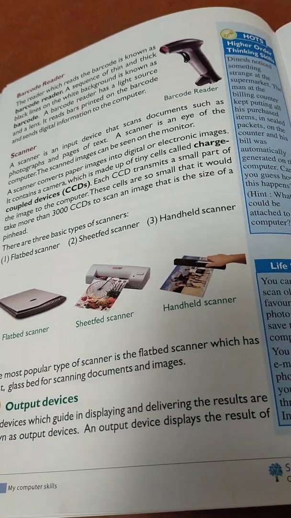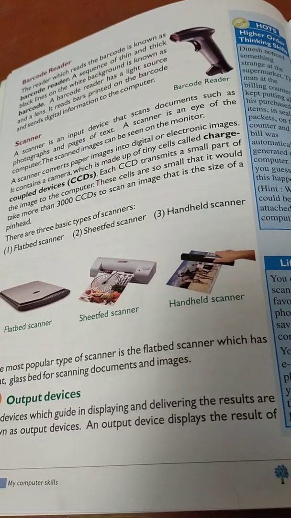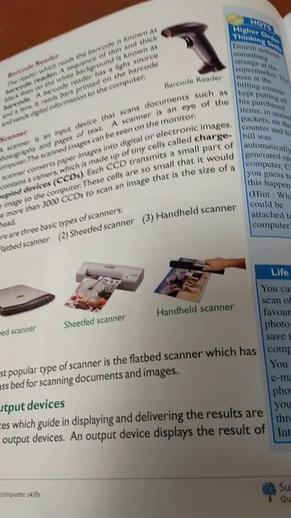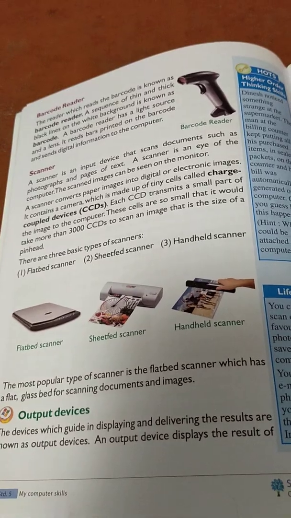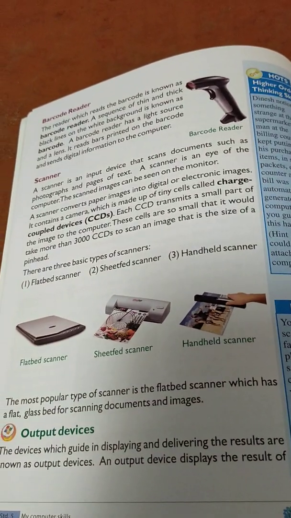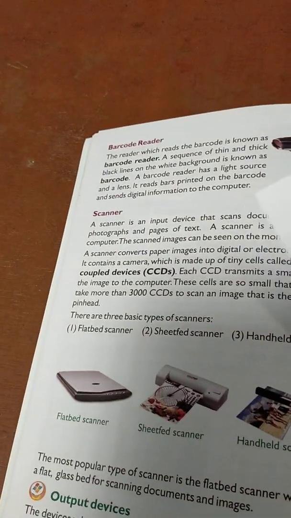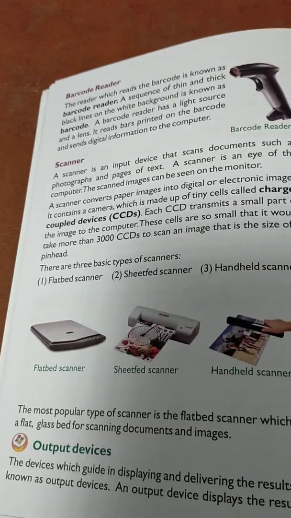It gives the result. It depends on our input. The output devices are monitor, printer, and then speaker. These are the output devices. Now we are going to see the monitor.